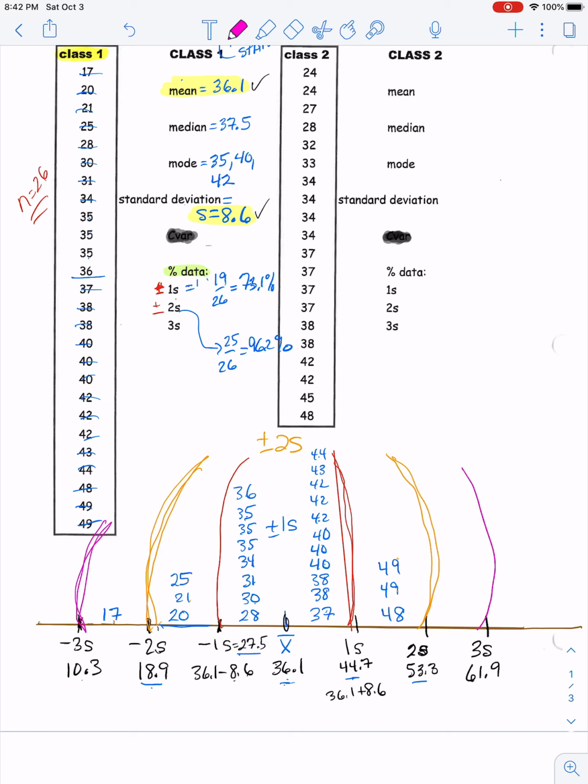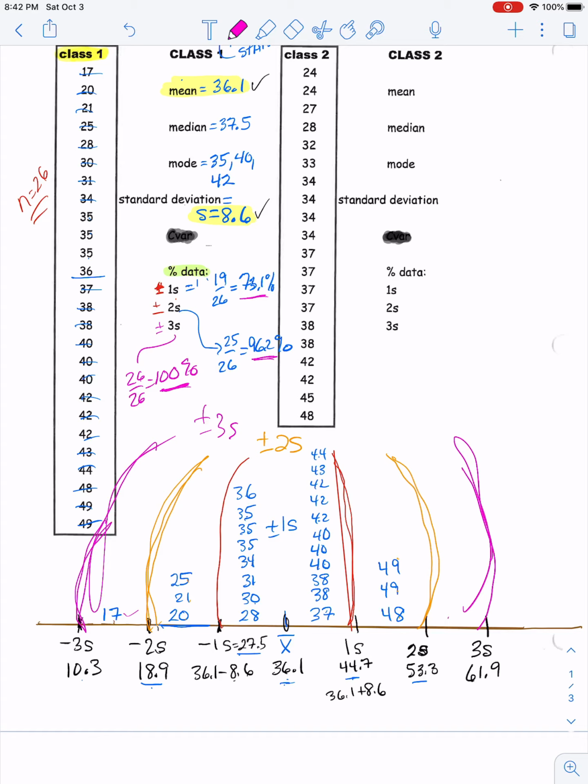Okay, and then lastly, if we kick out to the third deviation, plus or minus 3 from here to here, you'll see that we have all data points accounted for. So in the plus or minus 3, we have everything. 26 out of 26, or 100% of the data. All right, so 73.1, 96.2, and 100 are our plus or minus 1, 2, 3 deviation percentages.